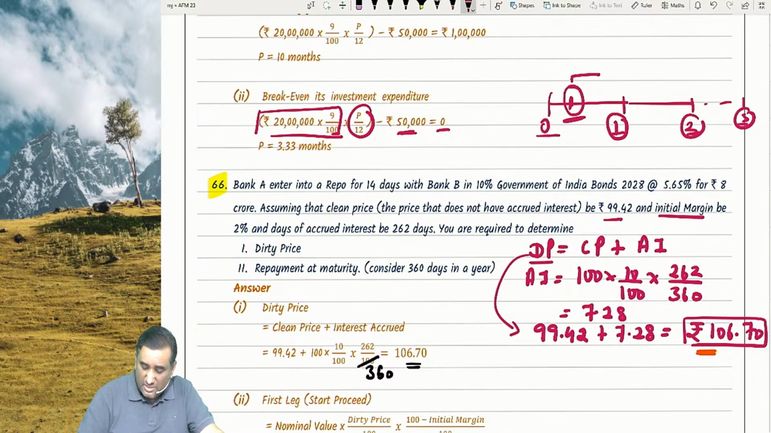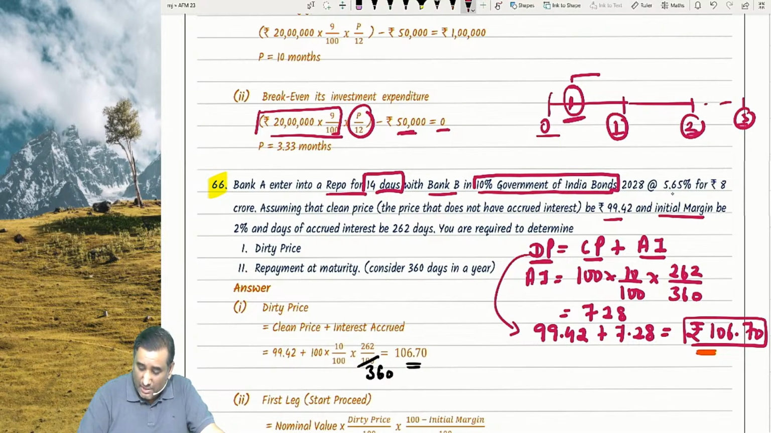So this DP is nothing but dirty price. It's a clean price plus accrued interest, which will come. Don't worry, we'll come to it and see that out. Bank A enters into repo for 14 days. It's a lending over a short period of time with Bank B in 10% Government of India bonds. This is the interest which will be getting accrued on the face value of the bond. Bond 2028 at the rate 5.65 for 8 crores.